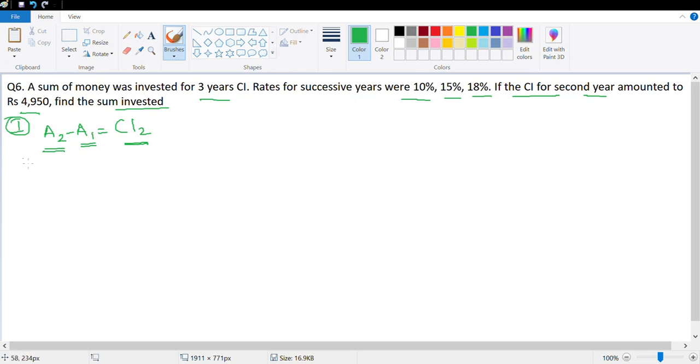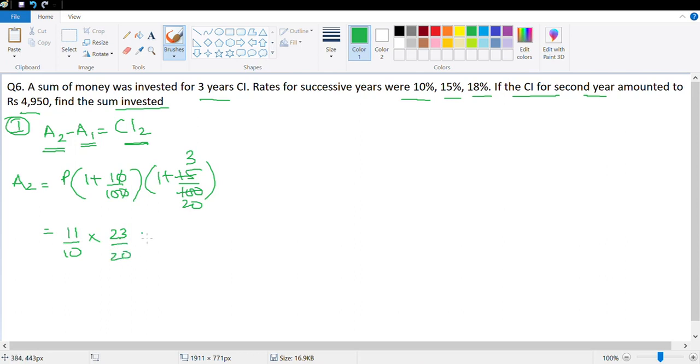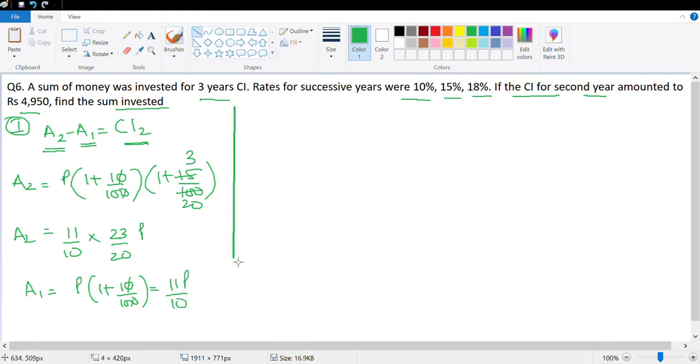So let's calculate amount 2, which is amount for the second year, equal to principal times (1 plus 10 upon 100)(1 plus 15 upon 100), because the rate of interest is different for each year. That's 5 into 3, 5 into 20. So this is 11 upon 10 multiplied with 23 upon 20 p. That's the value of amount 2. Let me reconfirm. 11 upon 10 and this is 23 upon 20. Let's calculate amount 1. Amount 1 will be equal to principal times (1 plus 10 upon 100), in this case 11p upon 10. So what we know is amount 2 minus amount 1 is equal to compound interest for second year.